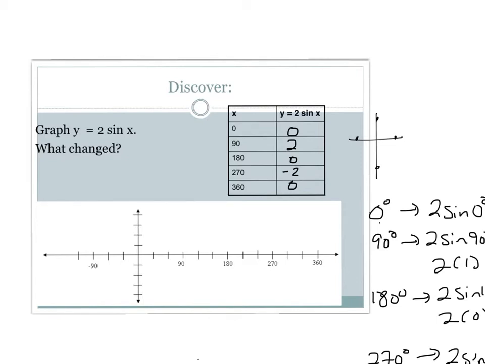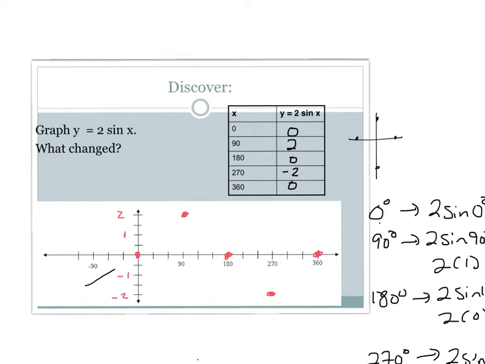So at 0 we're still 0. At 90 we're now at 2. I'm going to call this guy 1 and this guy 2. This guy's negative 1 and this guy's negative 2. So I'm just identifying the scale. Every 2 tick marks is 1 unit. At 90 degrees we're at 2. At 180 we're at 0. And we'll notice that at 270 we're at negative 2. And at 360 we're at 0.